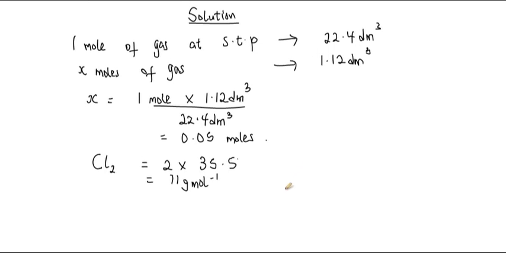Now we've gotten the molar mass of the gas to be 71 grams per mole, and we've gotten the number of moles of the gas. So to get the mass of the gas itself, we'll be using the formula of moles equals mass over molar mass. So from here, mass equals moles times molar mass.